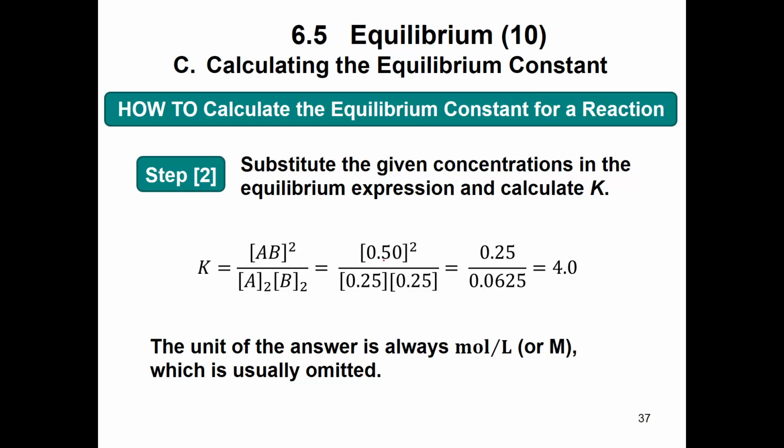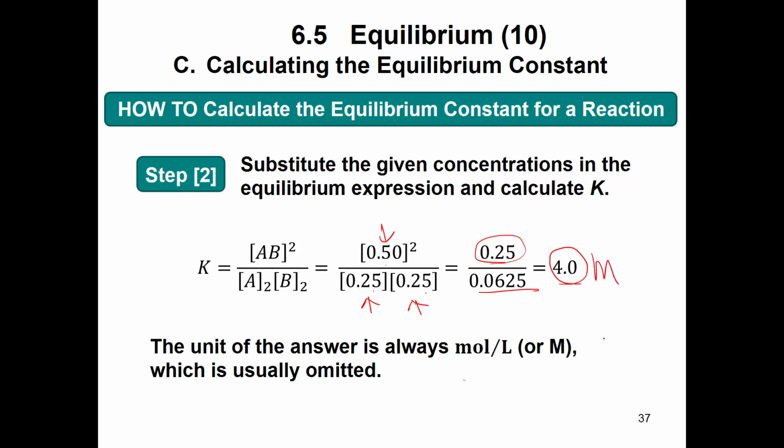The concentration of AB was 0.5, and the concentration of A was 0.25, and B was 0.25. So 0.5 squared is 0.25, and 0.25 times 0.25 is 0.0625. And so when I divide those numbers, I get 4.0. And it's always molarity, so it's 4 molar.